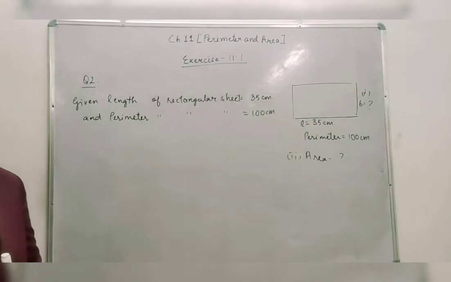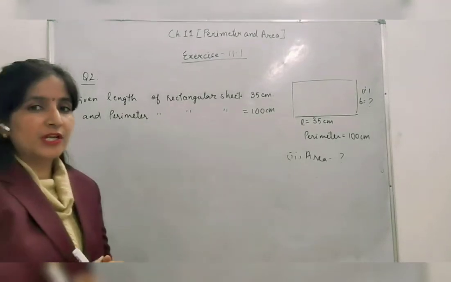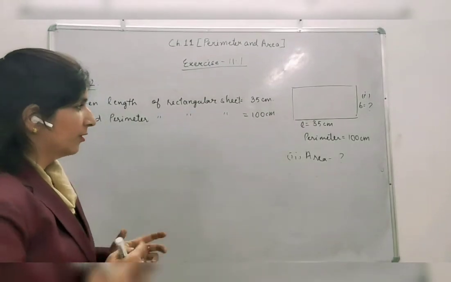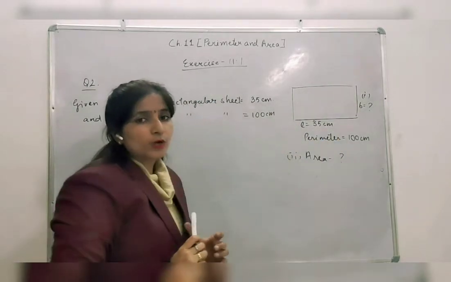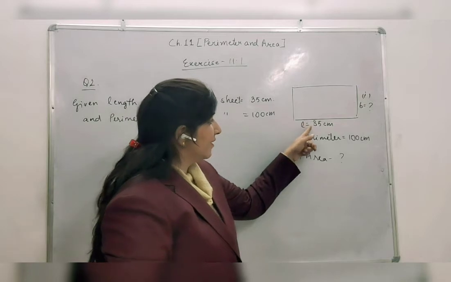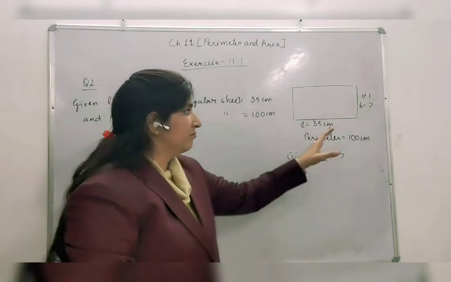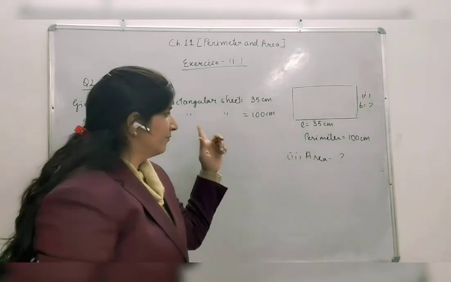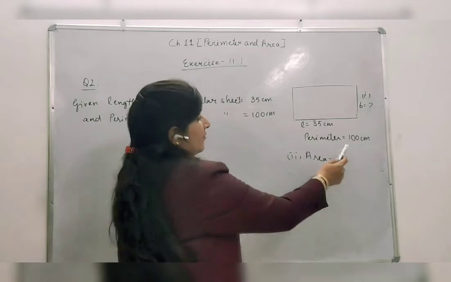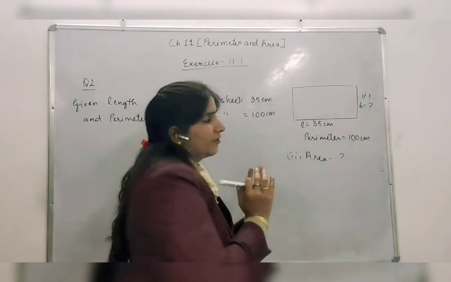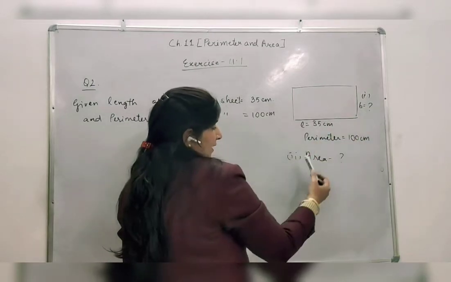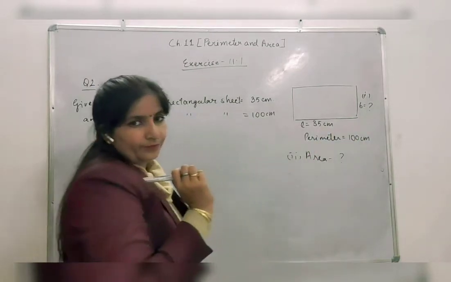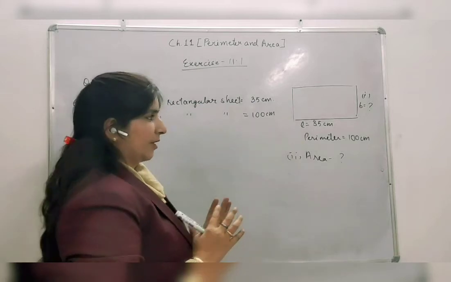Now let us start question number 4. Let us discuss what is given in the question and what they are asking. We have been given a rectangular sheet whose length is 35 centimeter. Breadth we don't have. Perimeter is given, that is 100 centimeter. And we need to find out the area. So our first part is to find out the breadth, and our second aim is to find the area of the same rectangular sheet.